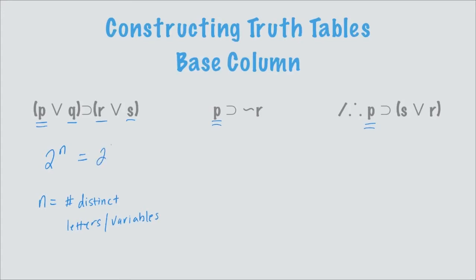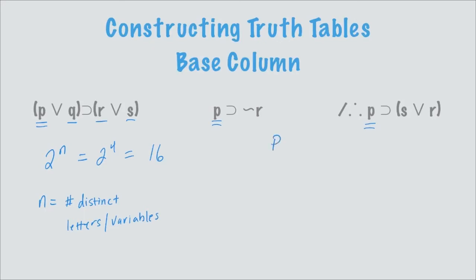So I have 2 to the 4th. And then you would just do math. 2 times 2 is 4, times 2 is 8, times 2 is 16. So what does that tell me? It tells me that I'm going to have 16 trues and falses. And half of those are going to be when I'm constructing my base column.